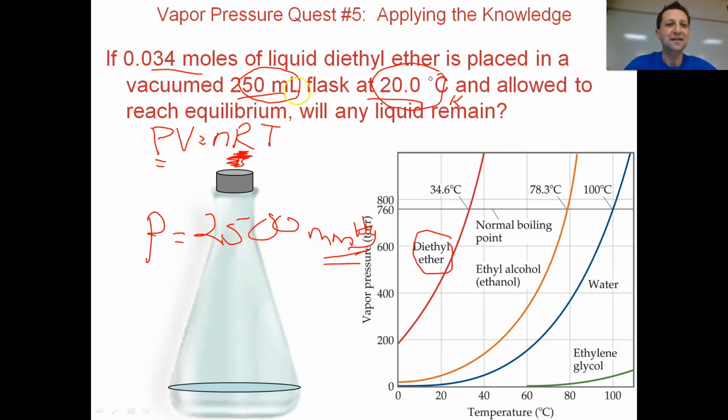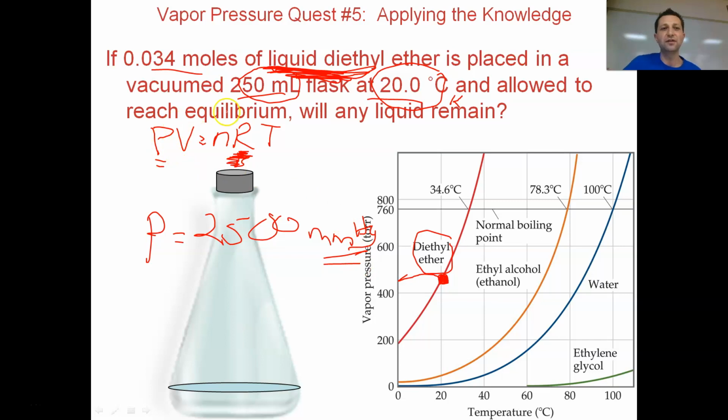So listen, this is the main takeaway for this last example of this video. If all of this liquid diethyl ether evaporated, the pressure in this flask would be 2,500 millimeters of mercury, or 2,500 torr, right? But look at your curve. At 20 Celsius, what's the pressure allowed to be? Well, the pressure is only allowed to be like, I don't know, 450, 460.